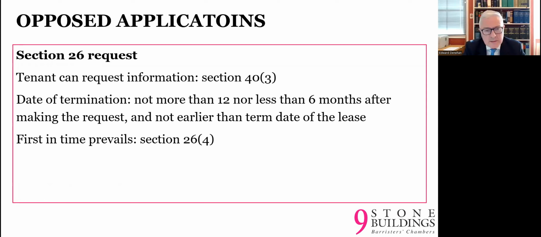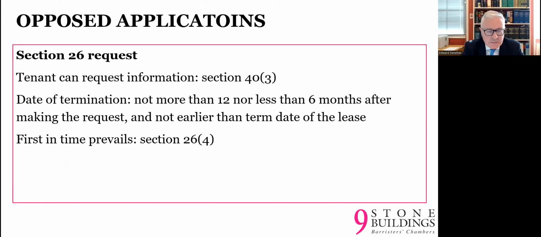So the tenant can make a request for a new tenancy by serving a notice in the prescribed form on the landlord, and it's only tenants who have a fixed term tenancy exceeding a year that can make a Section 26 request. Periodic tenants of business premises can't. I can't ever remember dealing with a periodic business tenancy case in my practice, but there it is. So it's only fixed term tenants who can make a request under section 26.